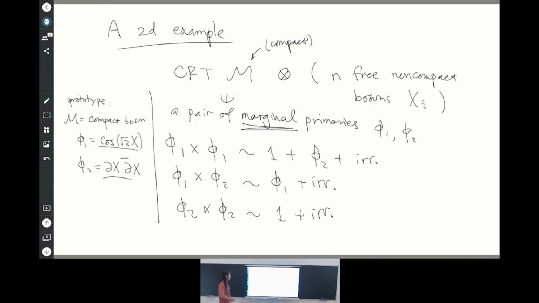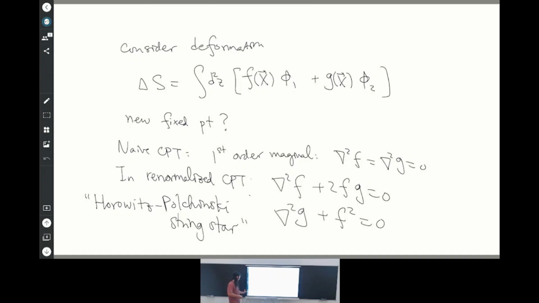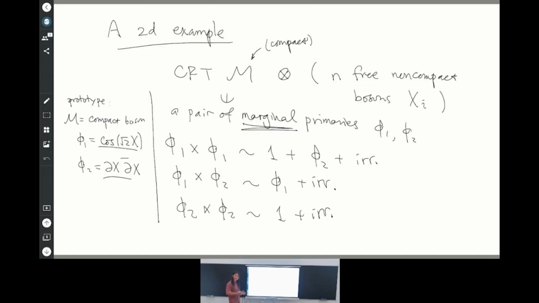Maybe just one more word about this. In the original Horowitz-Polchinski star solution, this is supposed to describe the worldsheet CFT of a string background where this compact boson is the T-dual of the Euclidean time circle, and this cosine is T-dual to a 1D mode. Anyway, that's the connection to the string star story.